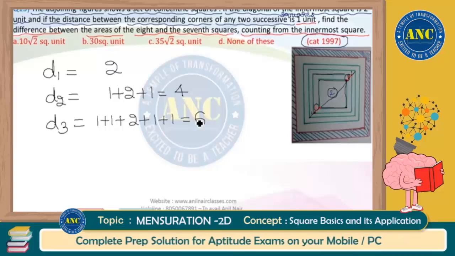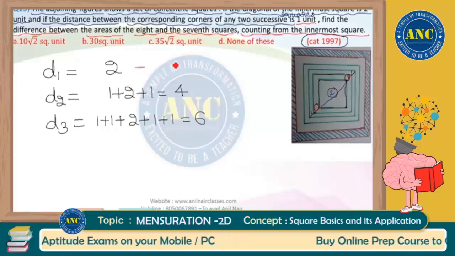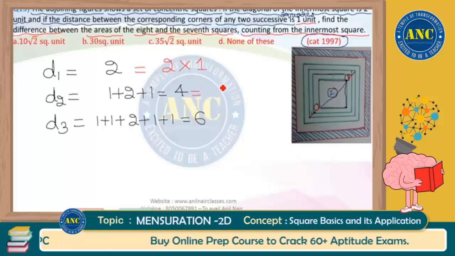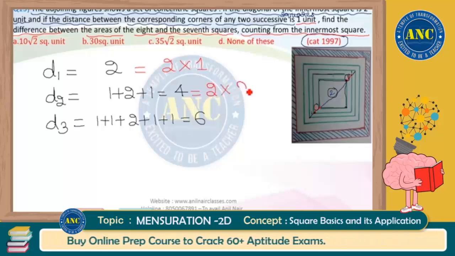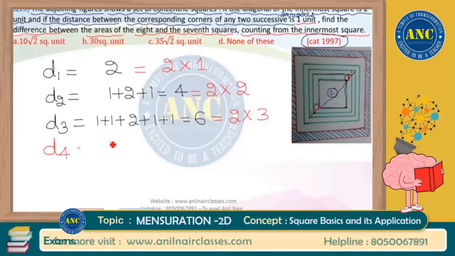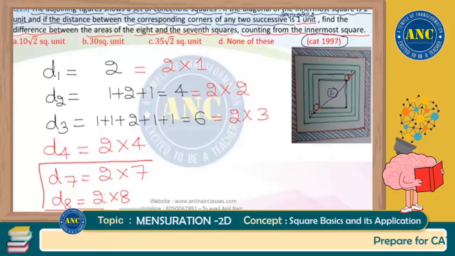Or in simple language, can I say like this, sir? Diagonal of the first square is 2, which is 2 into 1. Diagonal of the second square is 2 into 2. Diagonal of the third square is 2 into 3. Diagonal of the fourth square is 2 into 4. Similarly, diagonal of the seventh square is 2 into 7, and diagonal of the eighth square is 2 into 8. I hope you are understanding the logic.